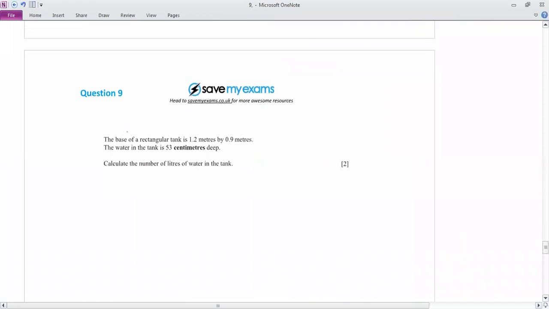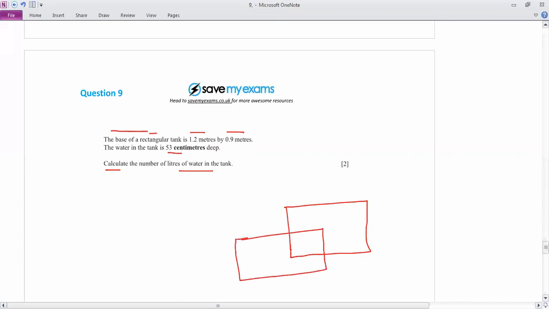Next is: the base of a rectangular tank is 1.2 meters by 0.9 meter. The water in the tank is 53 centimeter deep. Calculate the number of liters of water in the tank. A rectangular tank obviously will be like a cuboid, just like this one. This is a rectangular tank.